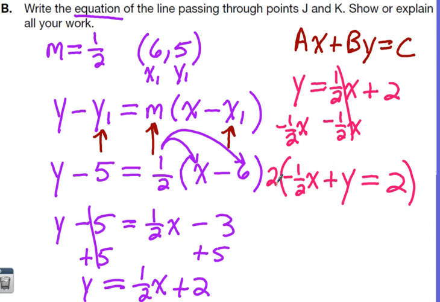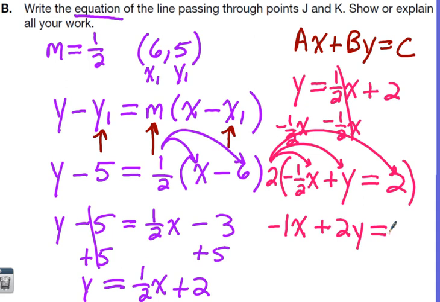If you multiply negative 1/2 times 2, will that be a fraction anymore? What's 2 times negative 1/2? It's negative 1. And again, we also have to multiply the 2 to the rest of the equation as well. So that y is going to become 2y, and the 2 is going to become 4. Now, did we need to actually write the 1 here? No. So negative x plus 2y equals 4.